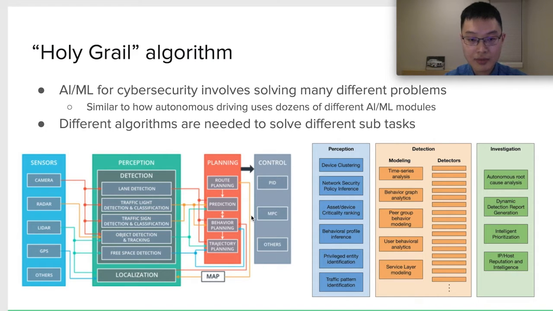On the bottom left-hand side, you can see a visualization or architectural diagram of Udacity's autonomous driving system. And you can see there are a few different submodules, such as perception, object detection, localization, planning, and control, that are working in unison to deliver the final autonomous driving behavior.